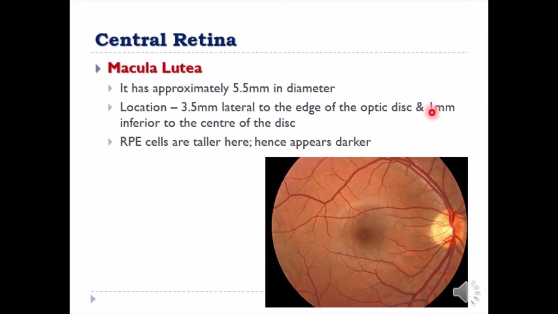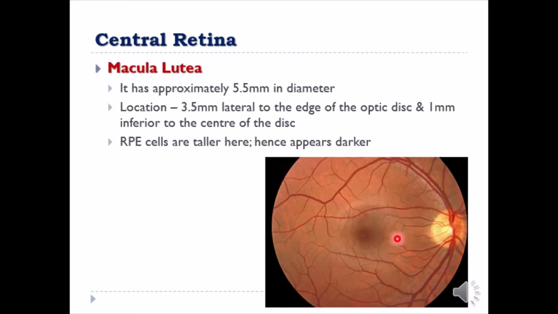Also it is 1 millimeter inferior to the center of the disc. So when we draw a line from the center of the disc, the center of the macula is 1 millimeter below the level of the center of the optic disc.